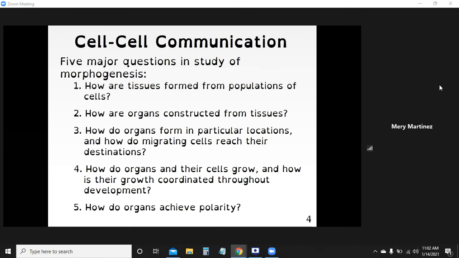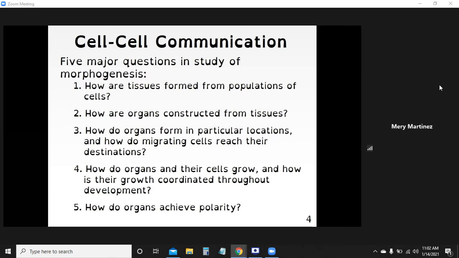So there are 5 major questions from embryologists who study morphogenesis. The first one is, how are tissues formed from populations of cells? For example, the neural retina cells stick to one another, rather than becoming integrated into the pigmented retina or the iris cells. So they can bind to these neural retina cells only.